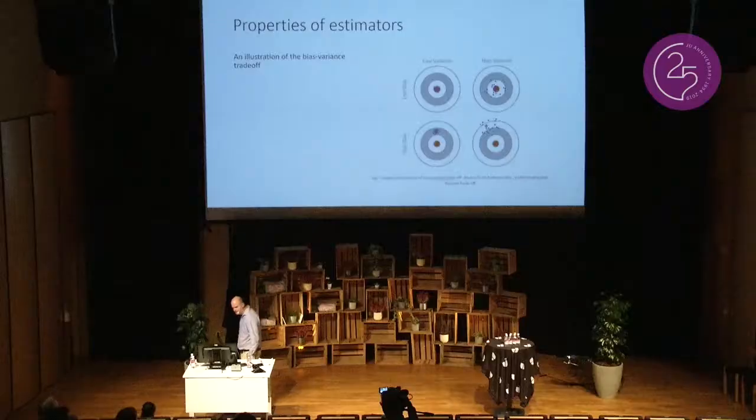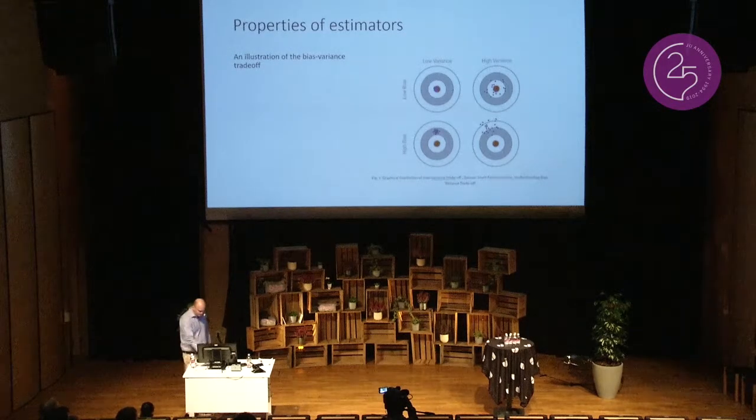And this is an illustration of the bias-variance trade-off. Here we have low variance, low bias. This is what we want with an estimator. We want to have precision, and most are in the bullseye. They are very high precision and in the middle.